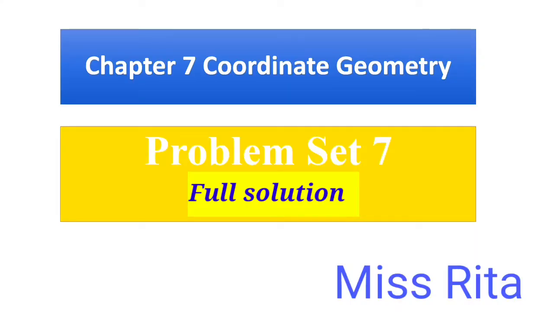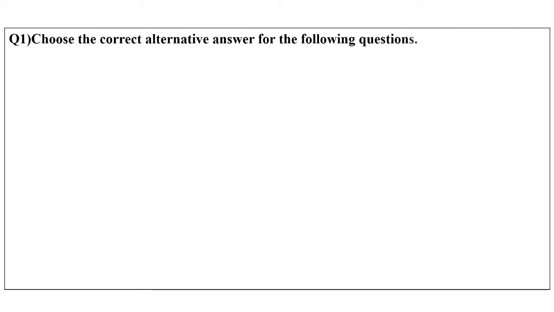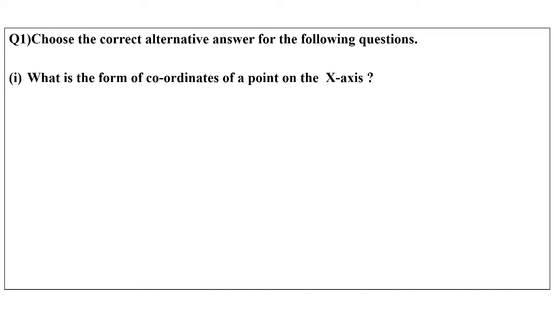Today we are going to solve chapter number 7, Coordinate Geometry of class 9, problem set 7. Students, if you see the problem set, question number 1 is given. Choose the correct alternative answer for the following question. The first one is given. What is the form of coordinate of a point on the x-axis? When any point lies on the x-axis, then the value of the x coordinate will be given to you and y will be 0. So option C is the correct answer.